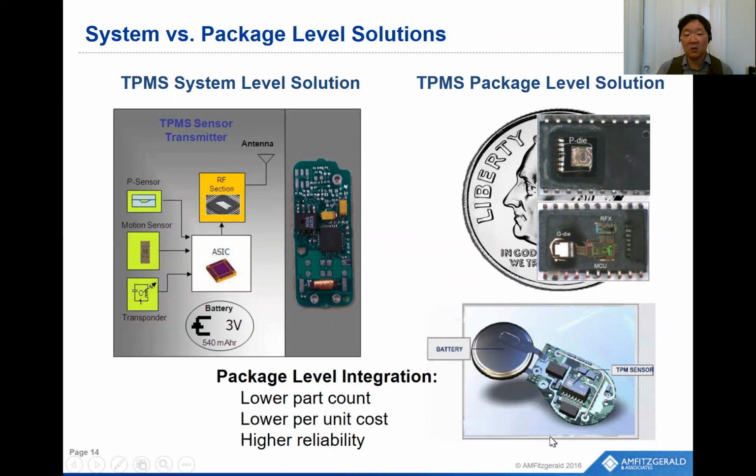And so there's a lower part count, there's less assembly, and so there's a lower per unit cost, and the system tends to have a higher reliability because there are fewer mechanical and electrical connections that fail. So that might be a reason why you want to go with a package level solution.